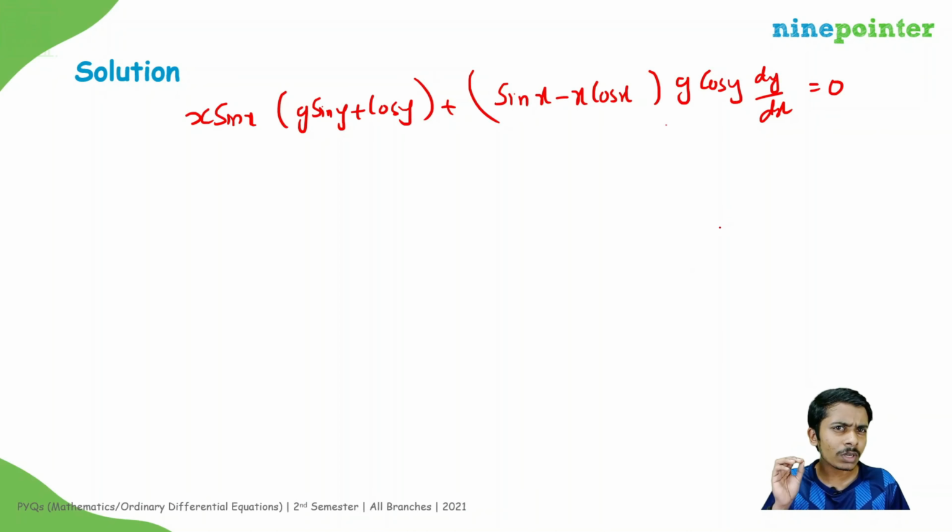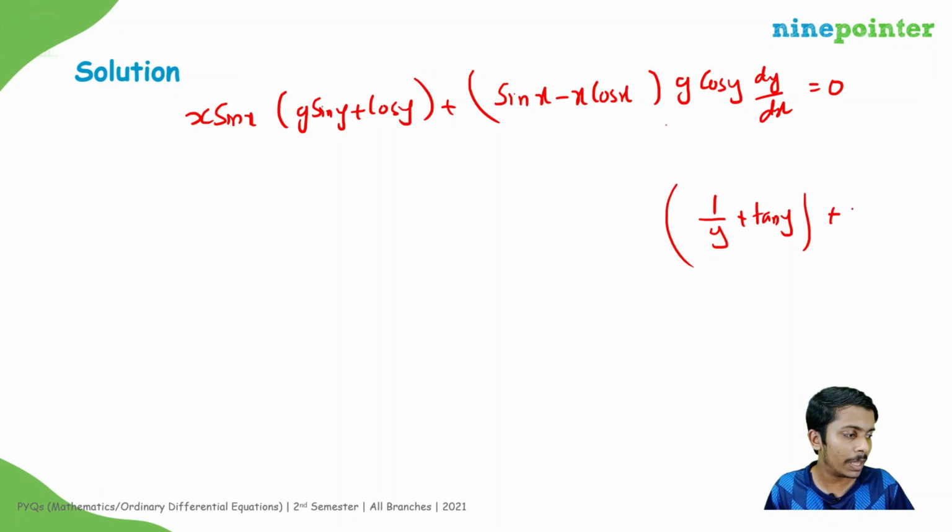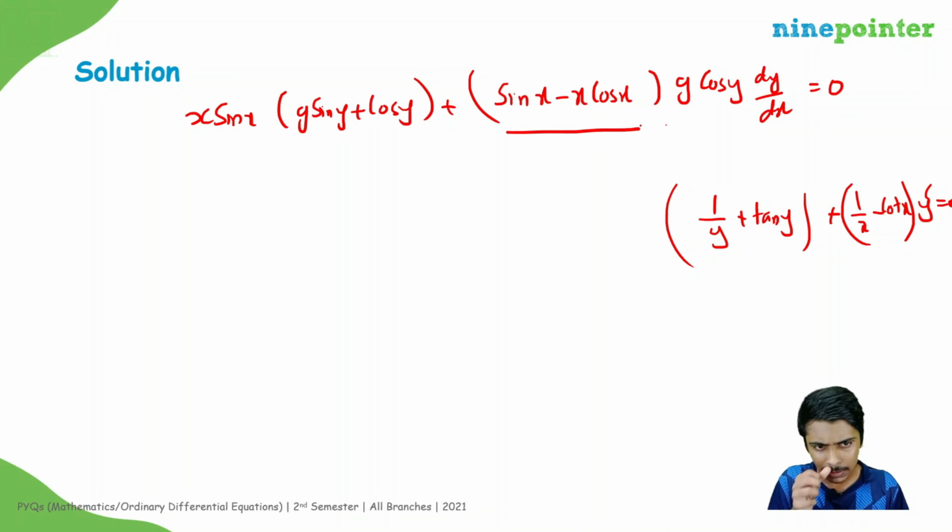Do you remember our earlier differential equation? What was the question actually? It was 1 by y plus tan y plus 1 by x minus cot x into y prime equal to 0. Now let's try to bring the differential equation into this form. The coefficient of dy by dx was 1 by x minus cot x, right? So we have to modify this term. How can we bring this into this form?